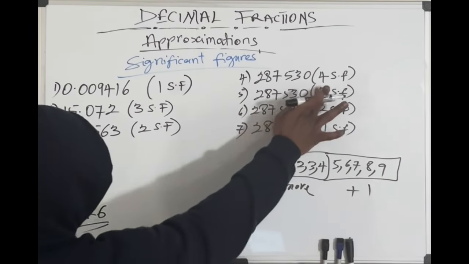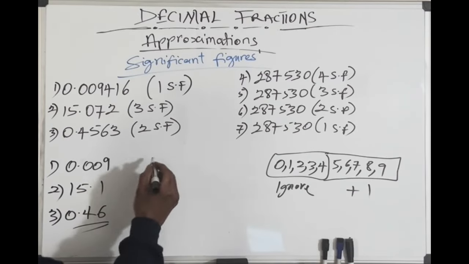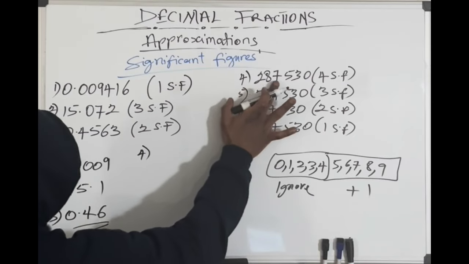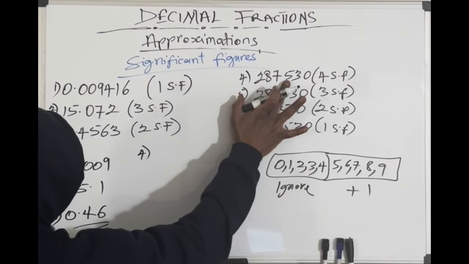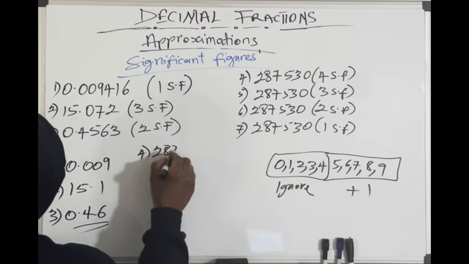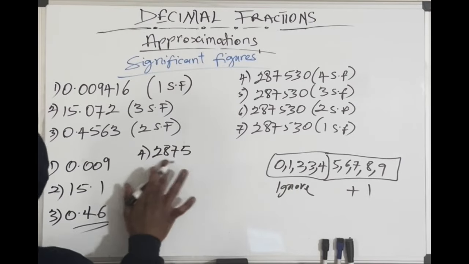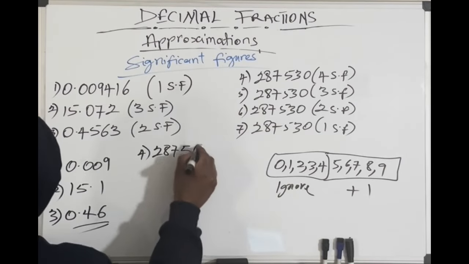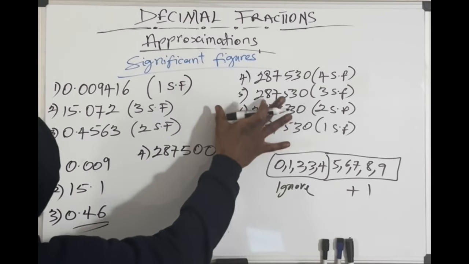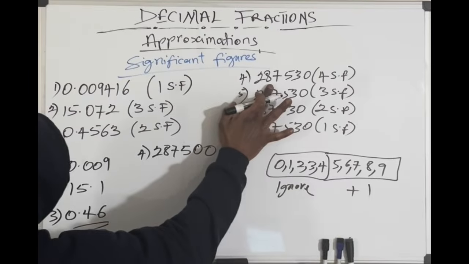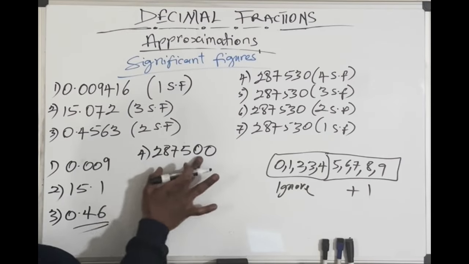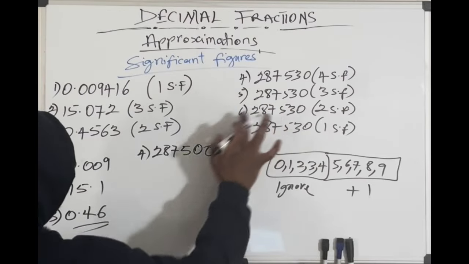287,530 to 4 significant figures. So 1, 2, 3, 4, which is the 5 we are looking at. The next number is 3, which is less than 5, so we will ignore it. We just have to replace the rest with 0, for it to be complete, so that we know that approximation. 287,530 is what? 287,500.